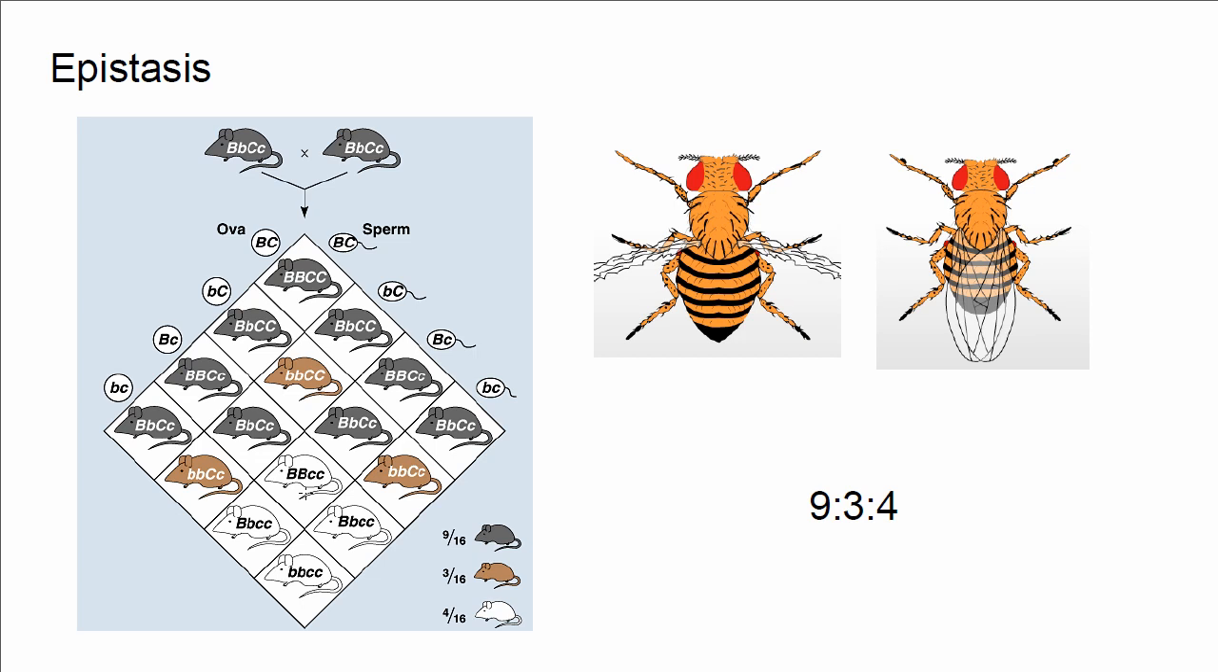All right. Okay, so normally when you cross 2 double heterozygotes, you get a 9-to-3-to-3-to-1 ratio, but because this C masks B, all 4 of these individuals in your outcomes in your Punnett square are white, so you get a 9-to-3-to-4 ratio. In the fruit fly example, you'll be looking at vestigial wings and incomplete veins, and you'll see if you get a 9-to-3-to-4 ratio in your crosses.